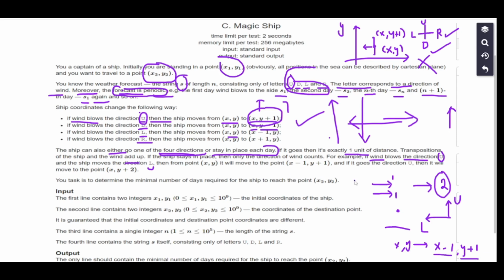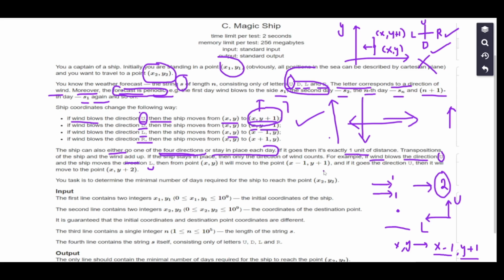Okay, so that's how the ship moves. The ship basically moves due to two forces. The one force is the force of the wind, and the second force is due to its own engine. Okay, and what do we have to do in this problem?